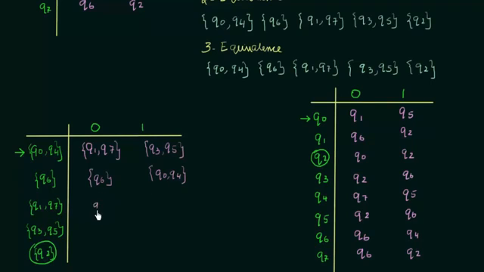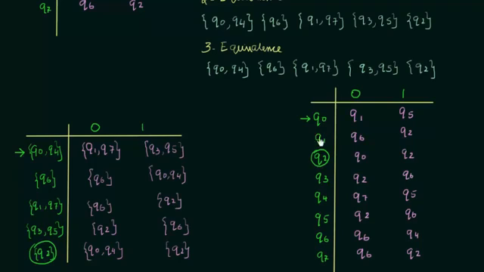So in the same way, if you fill up this table, you can see that Q1, Q7 on getting input 0 it goes to Q6, and on getting input 1 also it goes to Q2, and Q3, Q5 on getting input 0 it goes to Q2, and on getting input 1 it goes to Q6, and Q2 on getting input 0 it goes to Q0, Q4, and on getting input 1 it goes to Q2. So here I have the minimized DFA for this DFA.